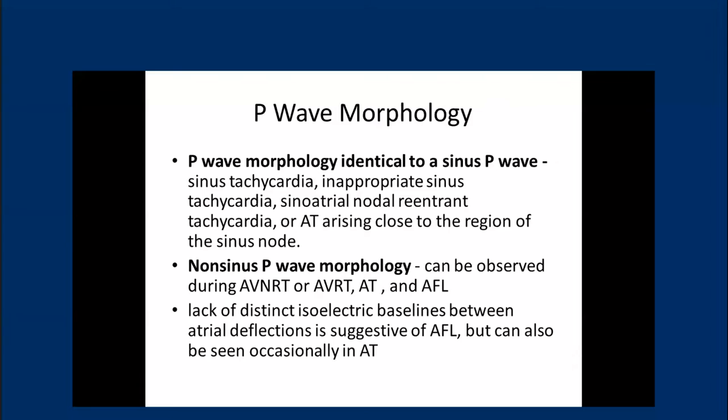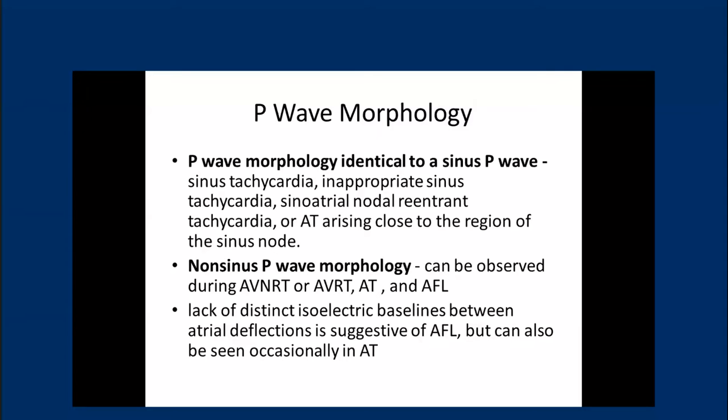And the P-wave morphology, if it is identical to the one seen in sinus rhythm, then the differential diagnosis is sinus tachycardia, which can be physiologic or inappropriate, or sinoatrial nodal reentrant tachycardia, or atrial tachycardia arising from atrial tissue very close to the sinus node, where the P-wave may resemble that of sinus rhythm. The other non-sinus P-wave morphology is seen in AVNRT, AVRT, and the other types.